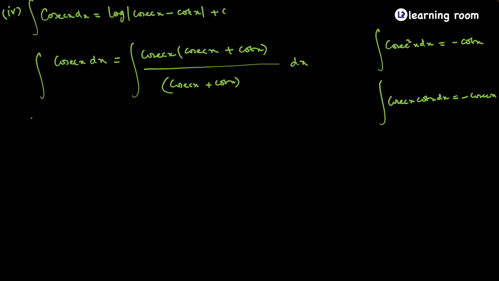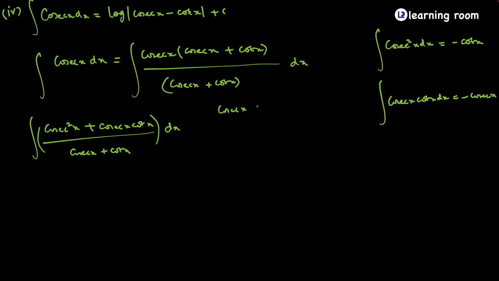So integral of what will you have? Cosecant square x plus cosecant x cot x, the whole divided by cosecant x plus cot x, the whole times dx. If you observe, if I put the denominator as t, if I put cosecant x plus cot x is equal to t, then what is going to be the derivative of it? Minus cosecant x cot x minus cosecant square x times dx is equal to dt. If I take the minus outside, if I put plus and plus, and put the minus here, it makes sense.